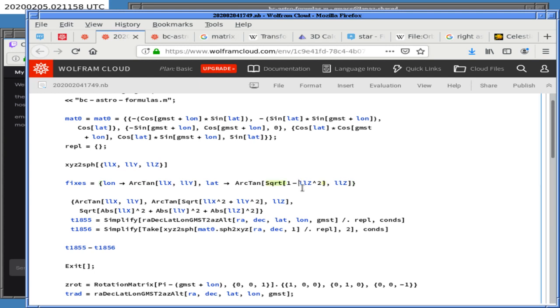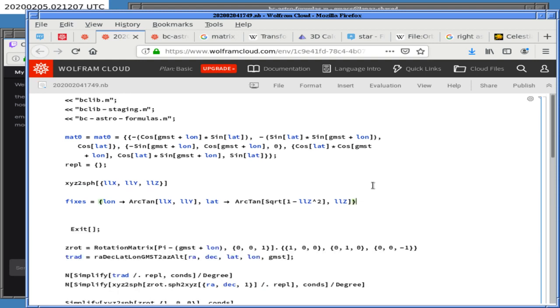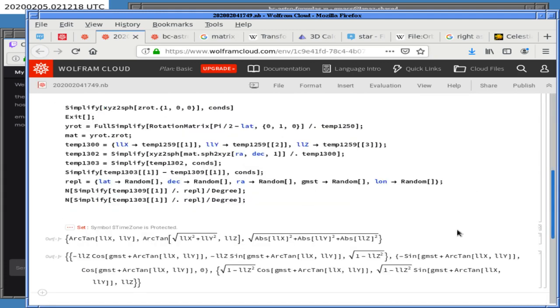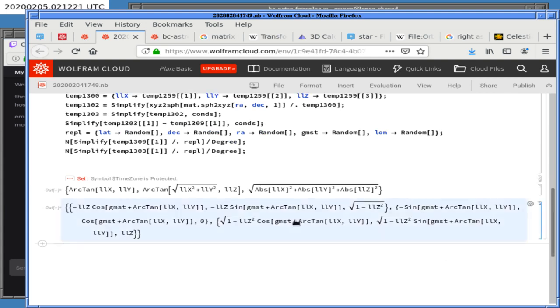Okay. I think maybe we'll just leave it at this for right now. And then we don't need that anymore. I would like to see mat 0 given these fixes. We're gonna do a little bit more here. We'll need to simplify this because it's going to get ugly. So I need to get rid of that. But this is the formula we have now. Not a very nice looking matrix, but a technically correct one.